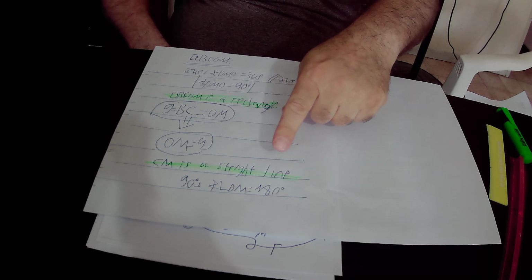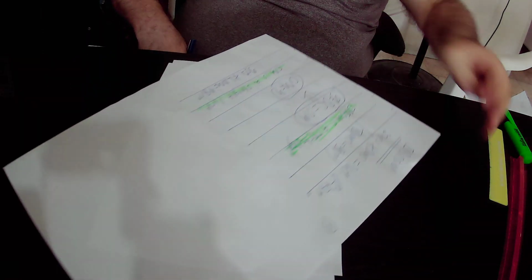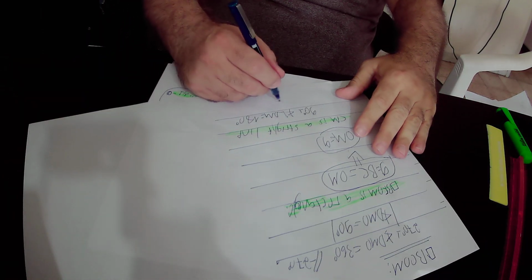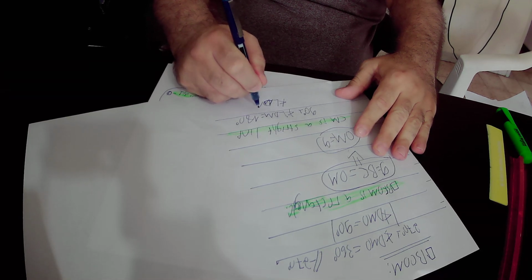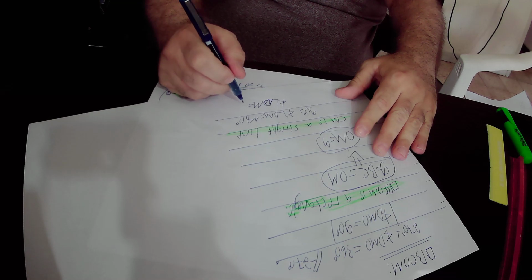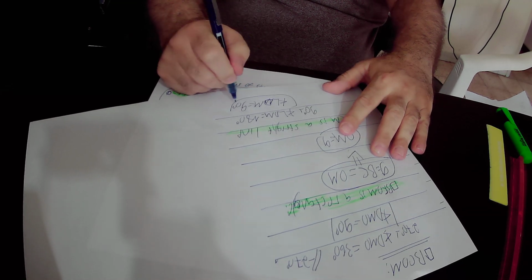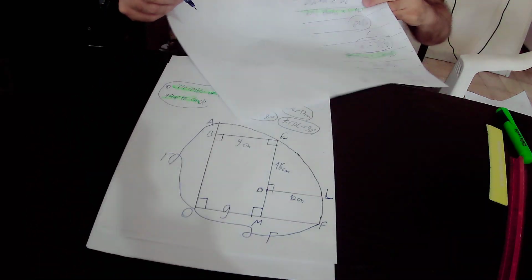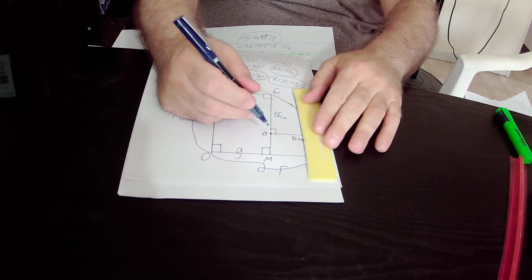Here we will subtract 90 degrees from this equation and we will find out that the missing angle LDM is equal to 180 degrees minus 90 degrees. It is equal to 90 degrees. Okay, so we actually found out that this angle is a right angle, it is equal to 90 degrees.